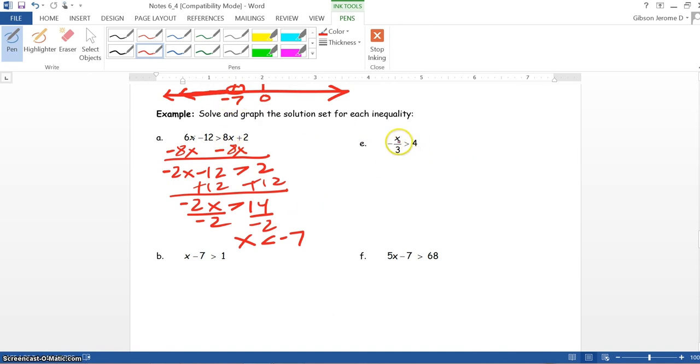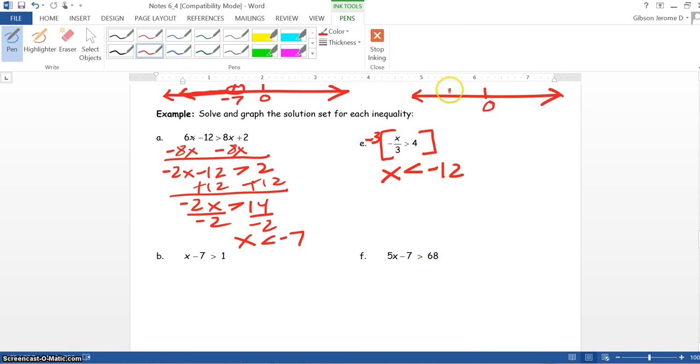Now we will go over here to E. Now we have negative x over 3 is greater than 4. What we could do is multiply this whole inequality by negative 3, and that would take care of everything. A negative times a negative is positive. These 3s simplify out and leave you x. But because we multiply by a negative, we have to change the direction of the inequality sign. And negative 3 times 4 is negative 12. So now we can do our graph here.